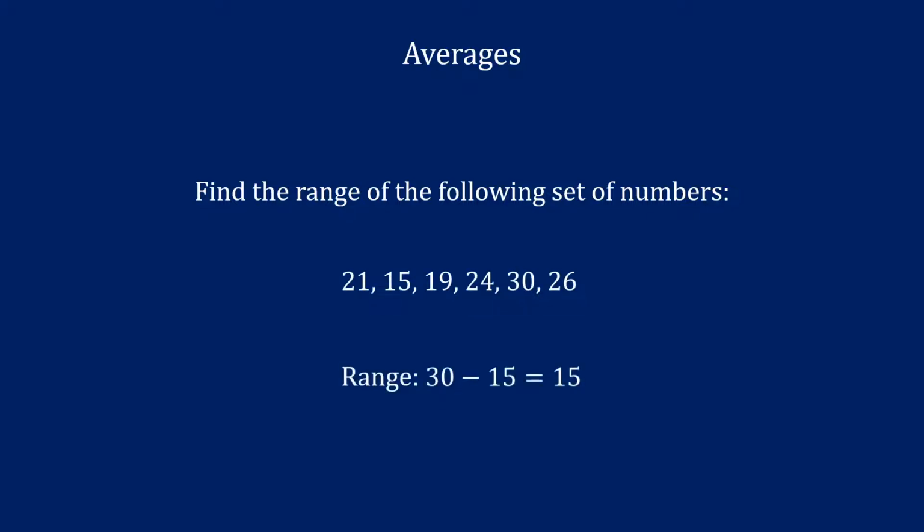You should get that the range is 15. Next one. Pause here, come back when you've got an answer. You should get that the range is 5. And final one. Pause here, come back when you've got an answer. Now this one is a bit tricky because it involves negative numbers, but you should get 10 minus minus 21, and a minus minus is a plus, so you should get 31.